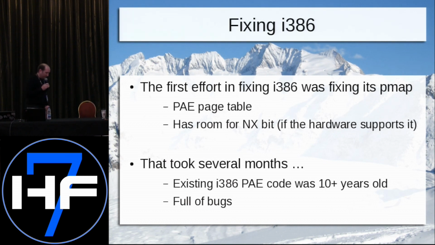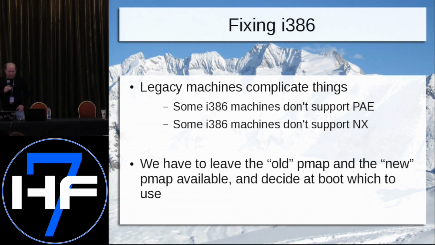So the first thing we had to do was fix the PMAP. The way that you fix that is you shift to a different model of PMAP, and that PMAP goes from each entry being 32 bits wide to being 64 bits wide. So we brought in a piece of PMAP code for PAE that was like 10 years old, and it was super full of bugs and ugly and horrible, and we slowly made that one work. So we finally turned that on earlier this year.